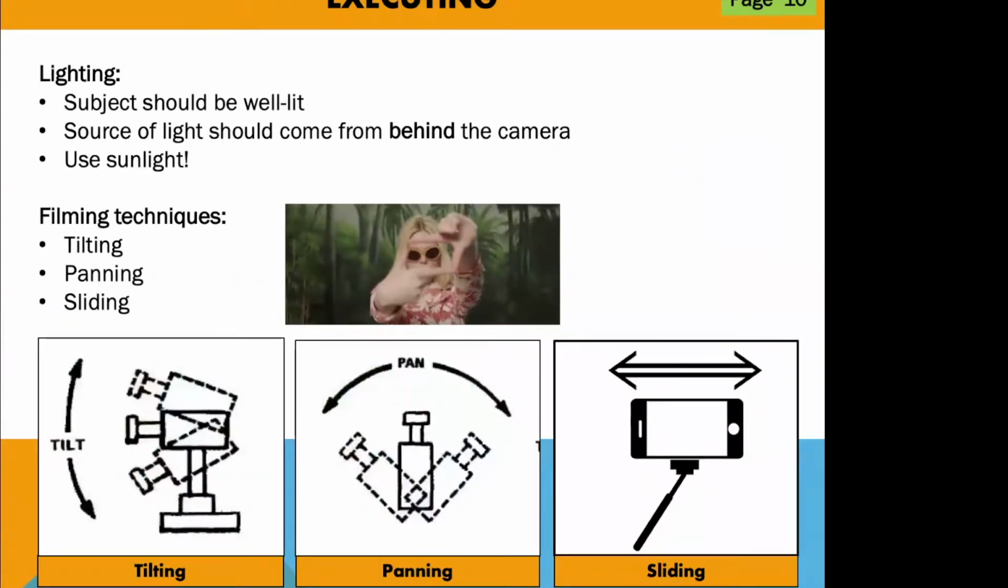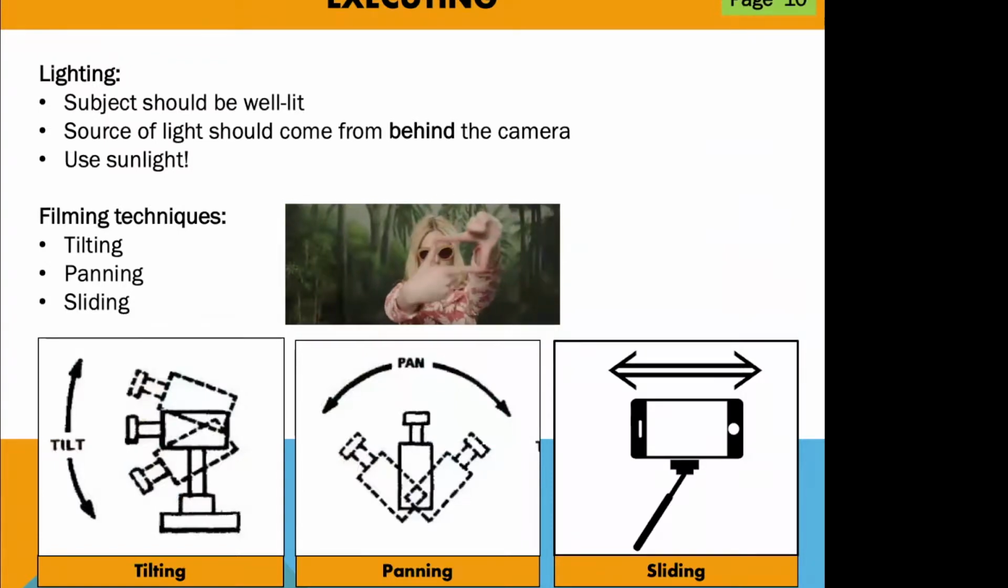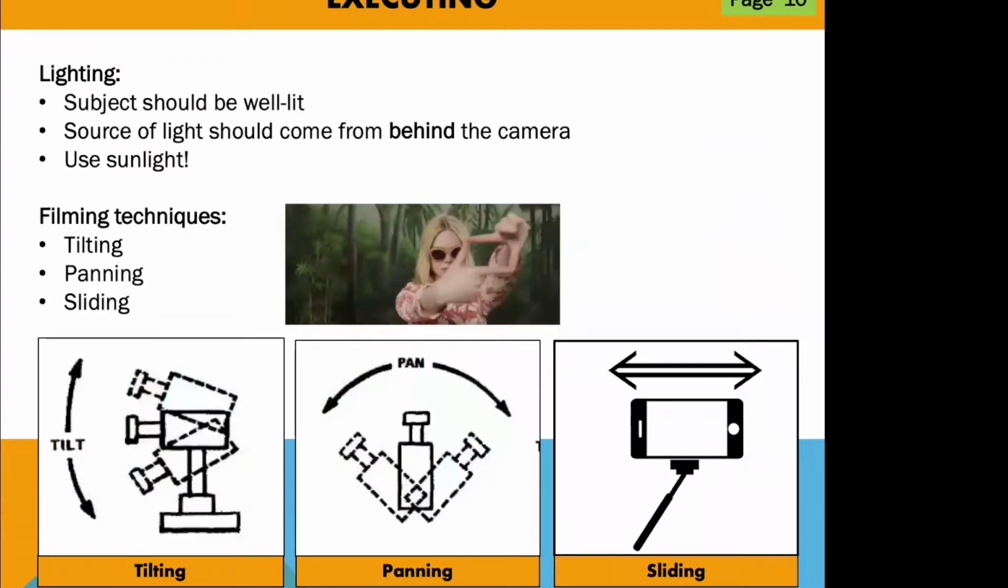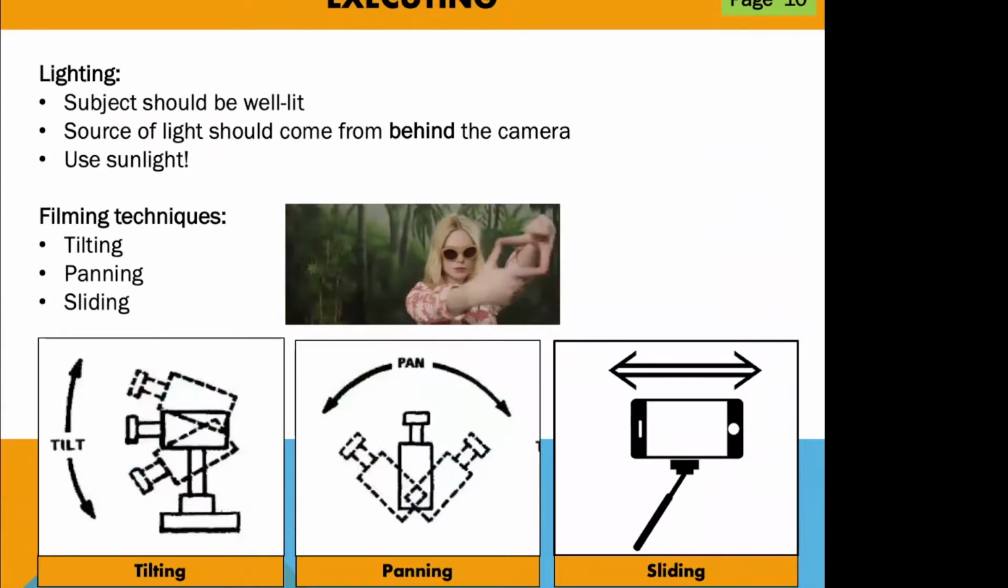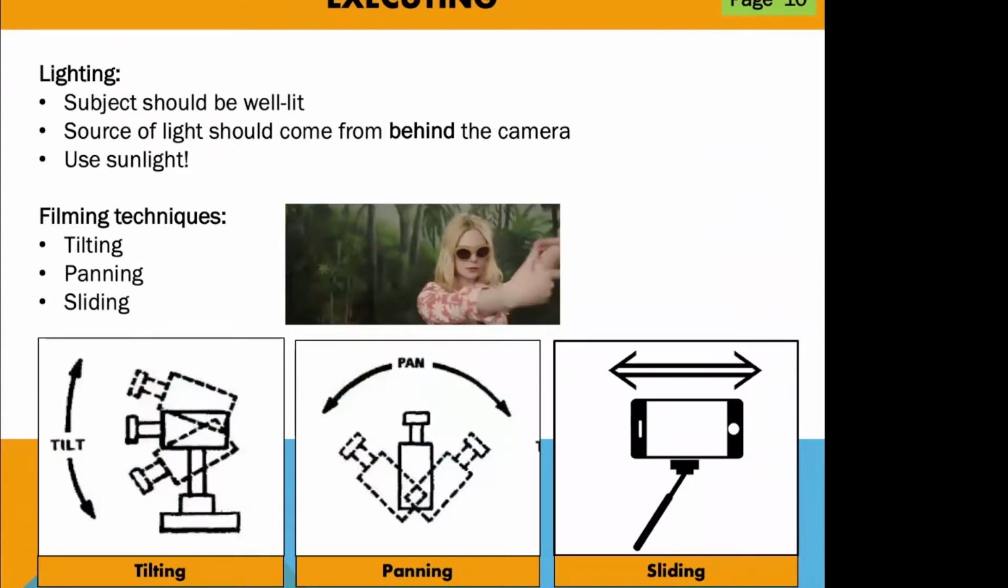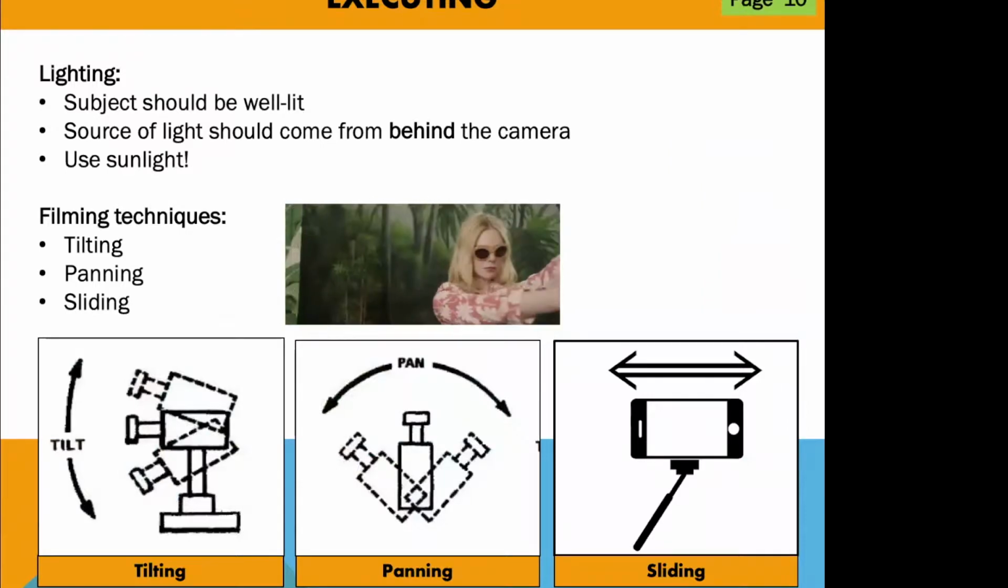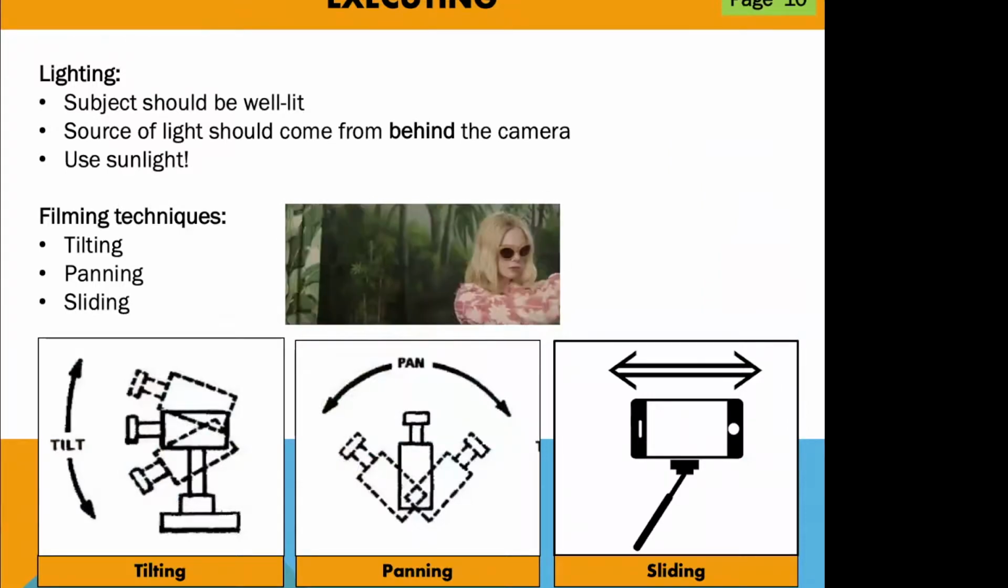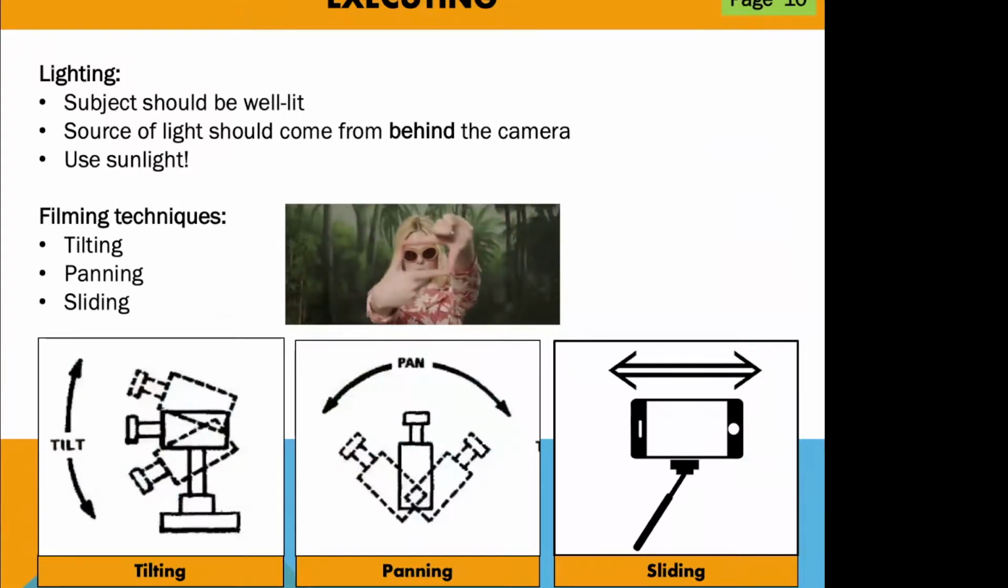So another important aspect of executing is lighting. To make sure the subject that you're filming stays well lit, you have to make sure the source of your light is coming from someplace behind the camera. Now, if you don't have actual lights to use, you can always film during the daytime and take advantage of sunlight.